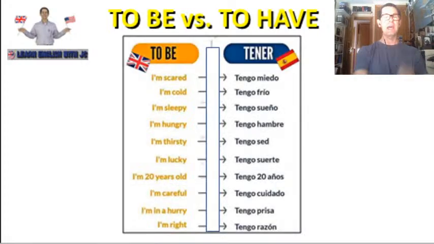Okay, on the left we have to be. A la izquierda tenéis to be, and on the right you have tener. Tenemos el verbo have. Bueno, vamos a ver una a una. Let's take a look at each one separately.